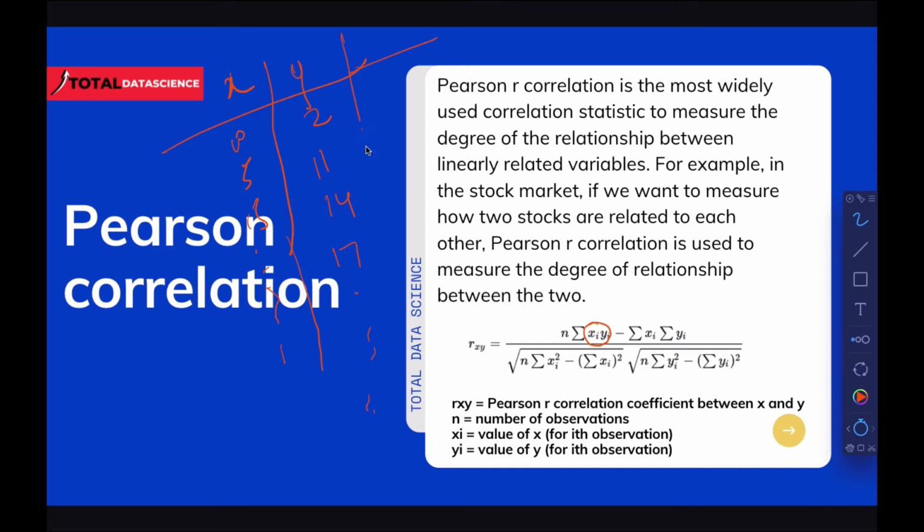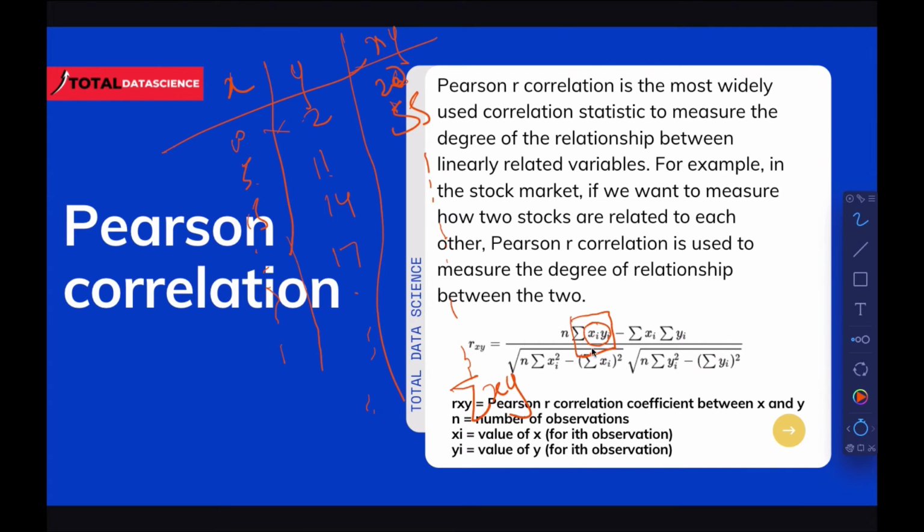What happens in this formula is that you find xy, which is just the multiplication of these. So 10 multiplied by 2 gives you 20, and that's xy here. Then 5 multiplied by 11 gives you 55. You do it for all the other data points, and later on you sum all of them. That gives you the summation of xy.